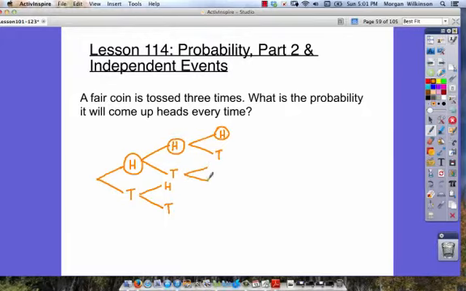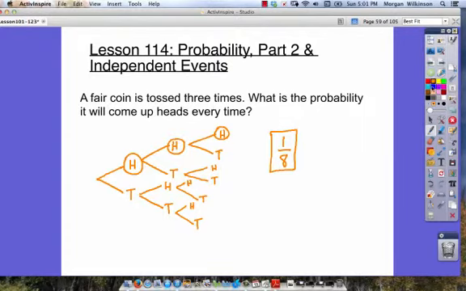Tails could have come back heads or tails. Heads could have come back, well, we're running out of room here, heads or tails. And tails could have come back heads or tails. So if we look at this third toss, there are a total of 2, 4, 6, 8 possibilities. The only way that we could get a head all 3 times would be 1 out of 8. And we've got our answer. What's the probability it will come up heads every time? 1 out of 8.